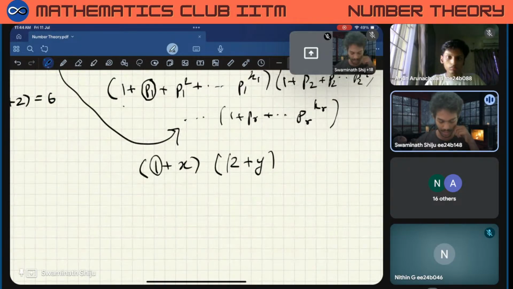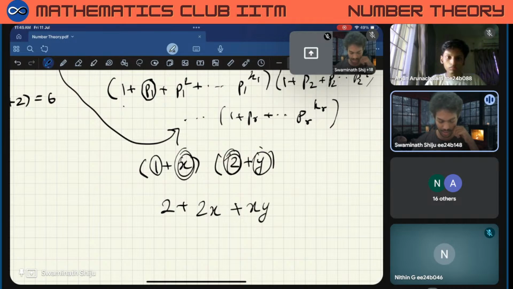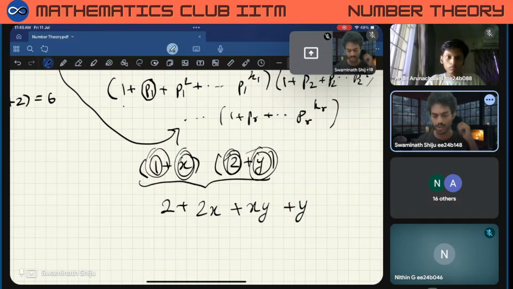You multiply 1 with 2, so you get 2. Then you multiply x with 2, you get 2x. Then you multiply x with y, you get xy. Then you multiply y with 1, you get y. Right? So when you expand a polynomial in general, the number of terms you get you can find with a combinatorial argument. It's the number of terms here times the number of terms here, right? That's the number of terms you will get.